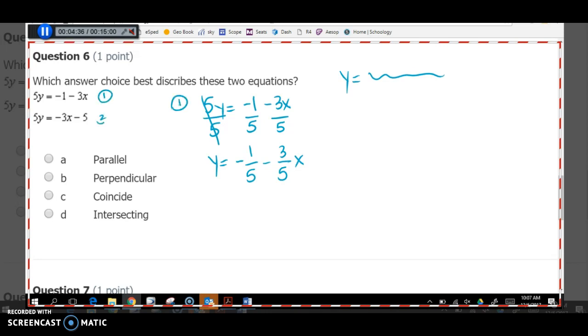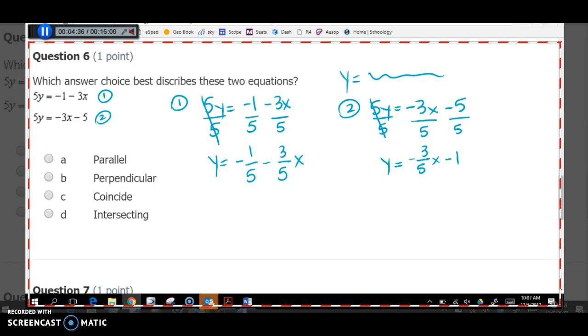For the second equation, you have 5y equals negative 3x minus 5. And you'll notice that we also have that coefficient of 5. So we also need to divide it to cancel. Divide everything by that 5. This cancels. Y equals negative 3/5x minus, and negative 5/5 turns into a negative 1.